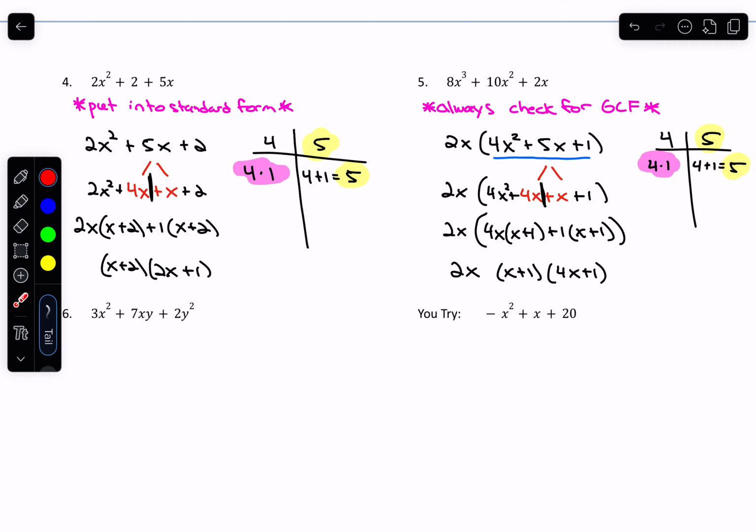But now that the inside is factored, now the 2x is automatically being distributed, because if we were to multiply all this out, we would distribute the 2x in the process. We would multiply our two binomials together to get what's in parentheses over here, and then we would multiply by the 2x afterward. All right, moving on.